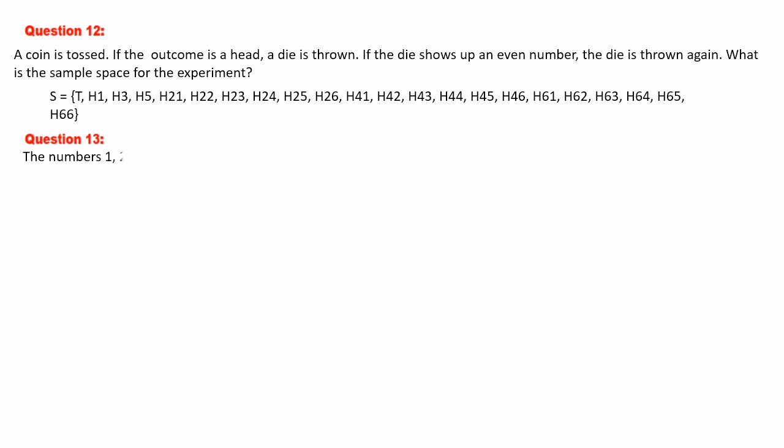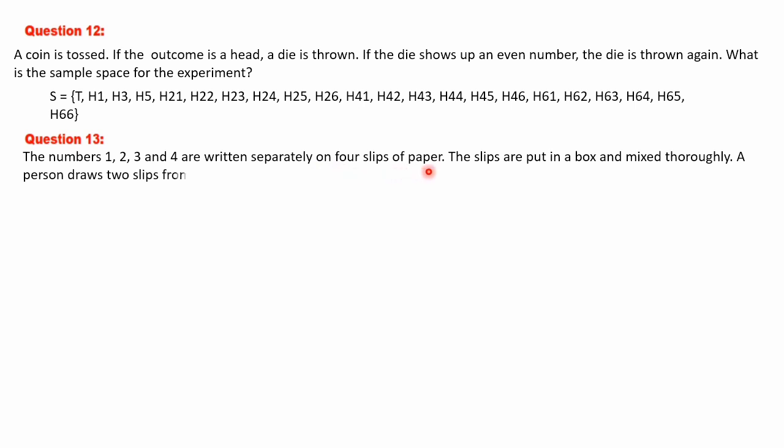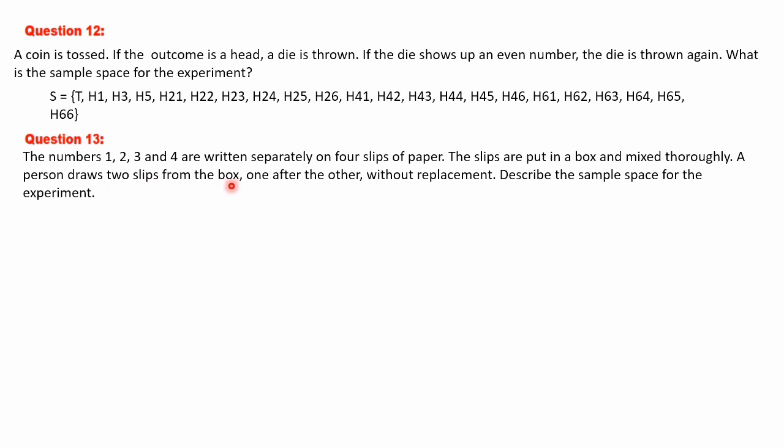Question number 13. The numbers 1, 2, 3 and 4 are written separately on 4 slips of paper. The slips are put in a box and mixed thoroughly. A person draws 2 slips from the box, one after the other, without replacement. Describe the sample space for the experiment. So here, the numbers 1, 2, 3 and 4 are written separately on 4 slips of paper, and it is put into a box, and here one person is taking 2 slips from the box one by one, without replacement. Without replacement in the sense, just you are taking means it is yours. You are not keeping it back again. Describe the sample space for the experiment.